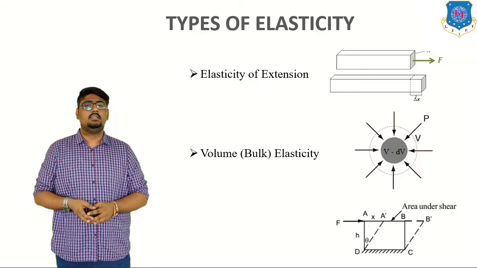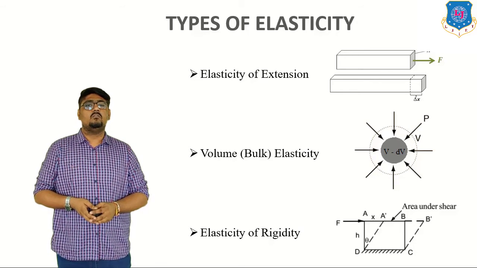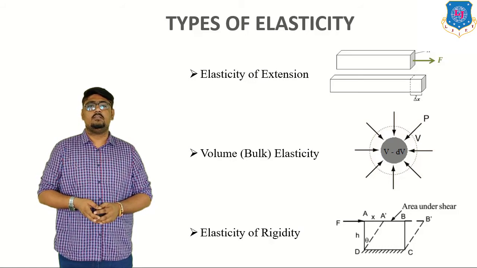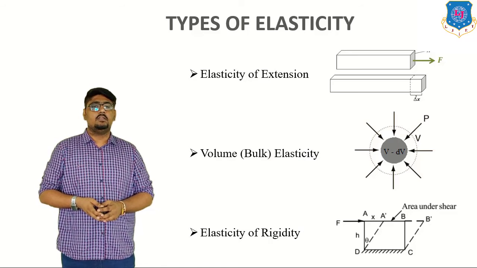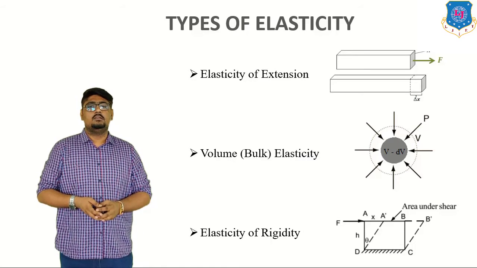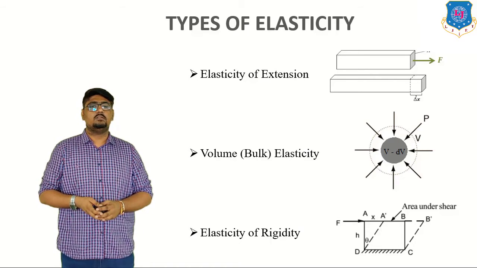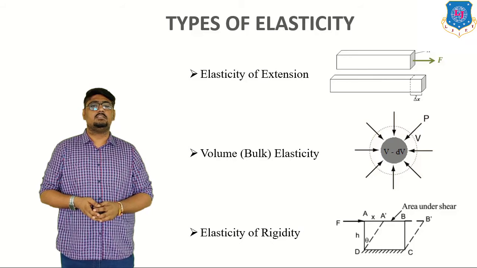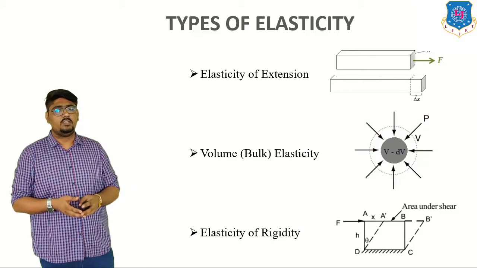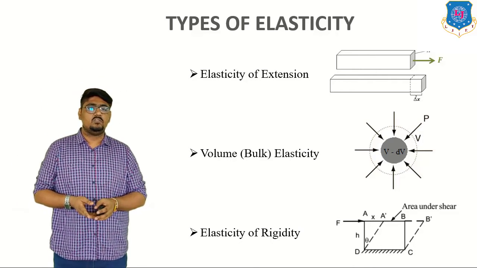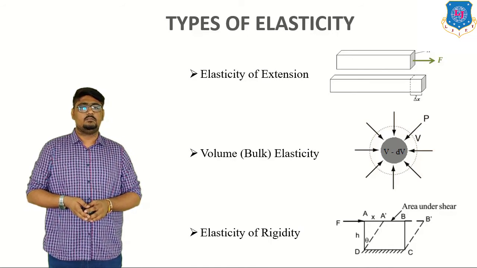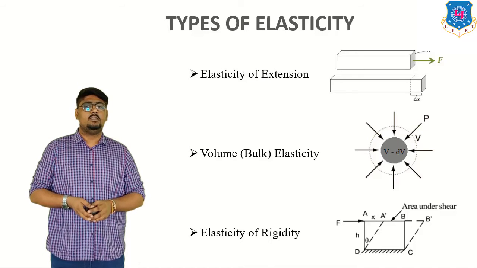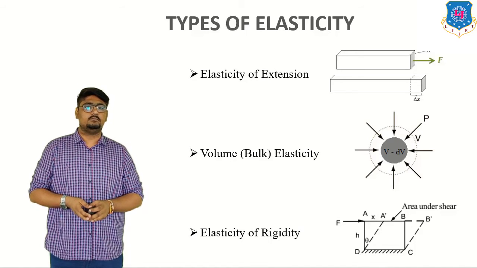Now the last one is the elasticity of rigidity. The force which causes the deformation in the consecutive horizontal layers of an object relative to one another, when the deforming force is removed, the body regains its original shape, is called the elasticity of rigidity. As you can see in the figure, right now the shape is changed, but on removal of forces, the body will regain its original shape. So such a kind of elasticity is known as the elasticity of rigidity.